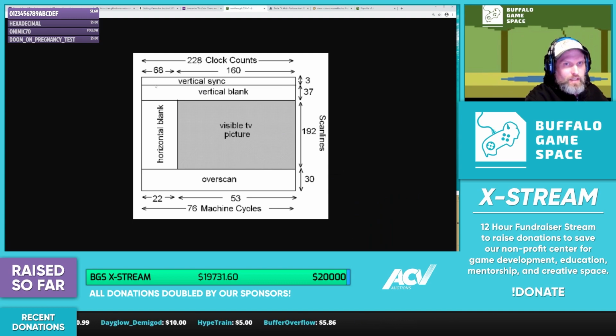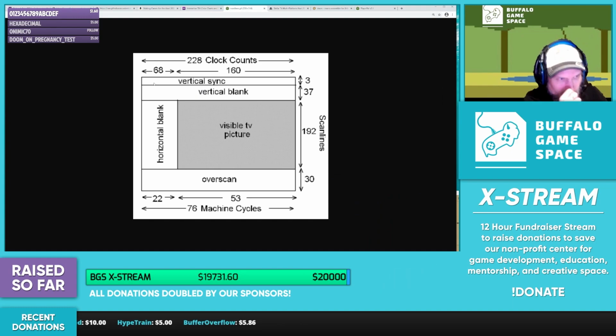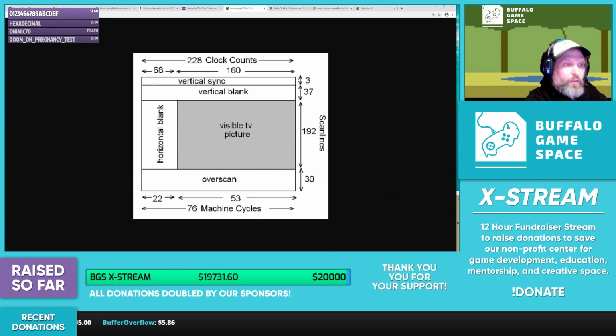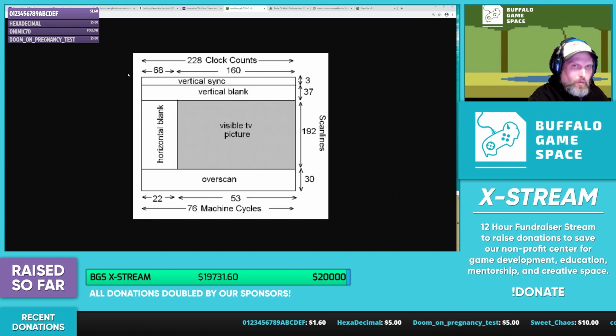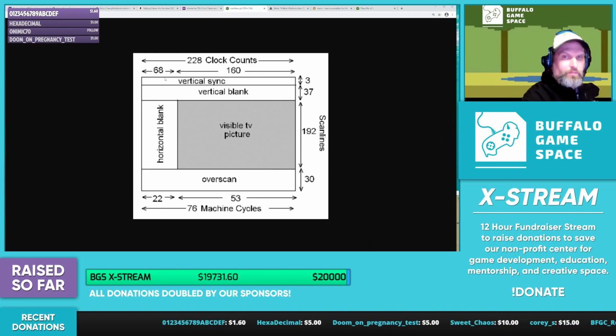When you have a TV, and not a modern TV like an LCD, but an old CRT, the way it works is it's taking an electron beam and scanning it from one side to the other. It then moves back to the other side, doing that all the way until it hits the bottom, then it moves to the top of the TV.